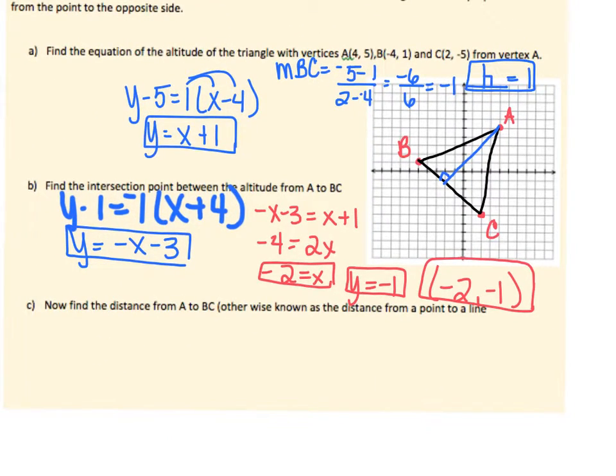And the last thing that you want to do is now find the distance from A to BC, otherwise known as the distance from a point to a line. So the shortest distance from a point to a line: so far, what we've done is we've written the equation of the perpendicular line through the point. We've written the equation of the line that it intersects and found the intersection of the altitude and the line it intersects. And now what we're going to do is use a distance formula between A and the point we just found.